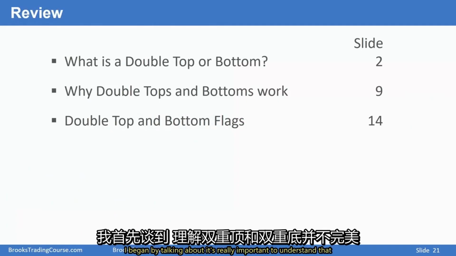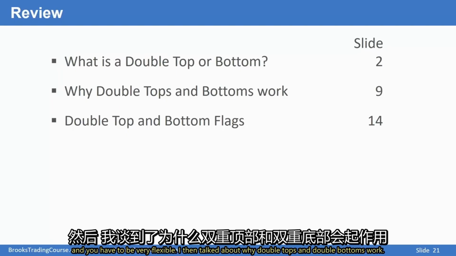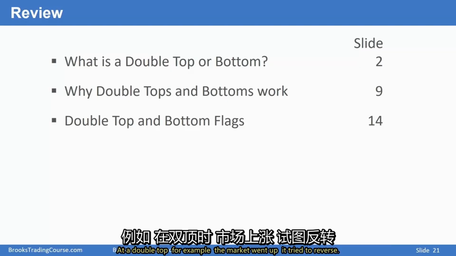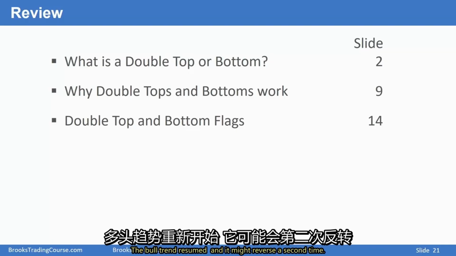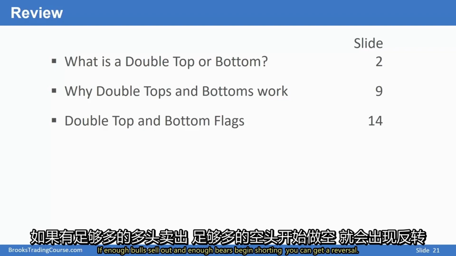I began by talking about how it's really important to understand that double tops and double bottoms are not perfect, and you have to be very flexible. I then talked about why double tops and double bottoms work. At a double top, for example, the market went up, it tried to reverse. The bull trend resumed, and it might reverse a second time. If it reverses a second time, the bulls who bought at the top of the first leg up will panic and they will sell out of their longs. If enough bulls sell out and enough bears begin shorting, you can get a reversal.